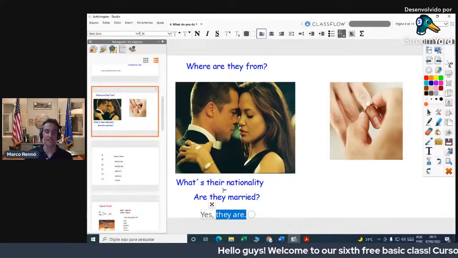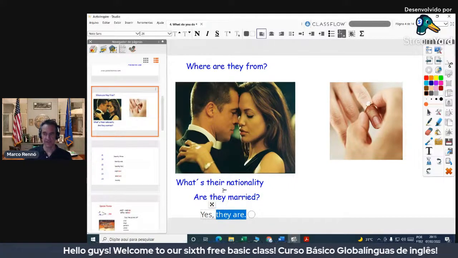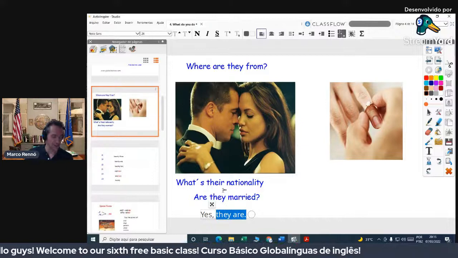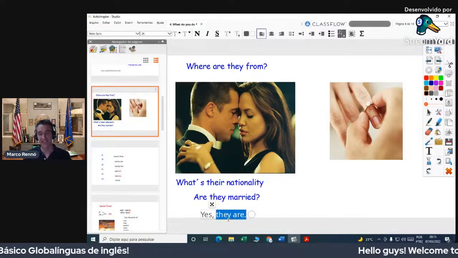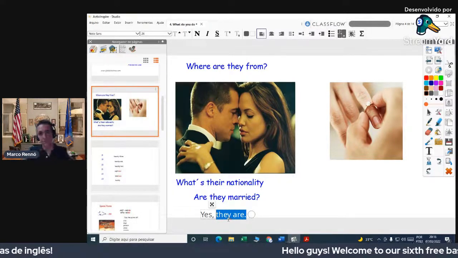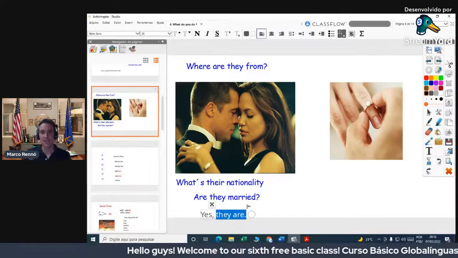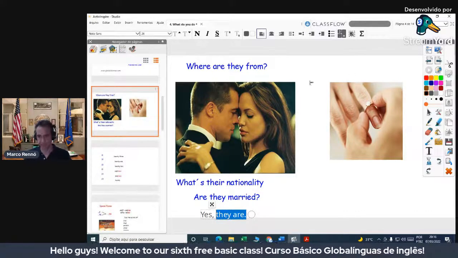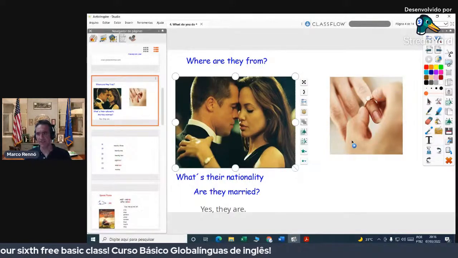It's not because the teacher is annoying, no. It's because this is the way they speak, right? Yes, they are. It's necessary. When you say yes, repeat the verb to be. No, repeat the verb to be. No, they aren't. Yes, they are.